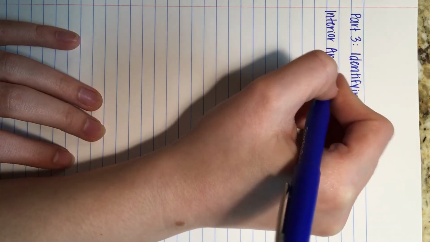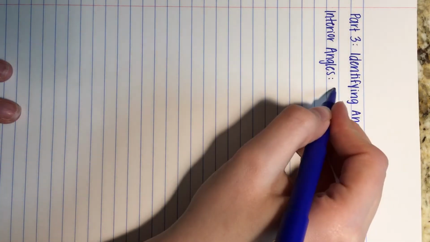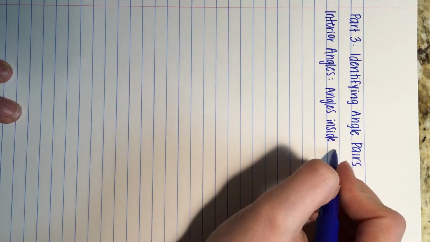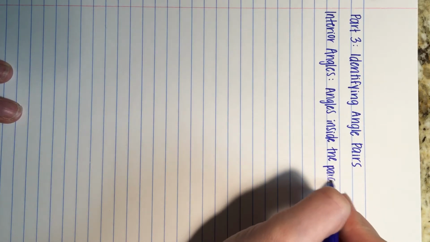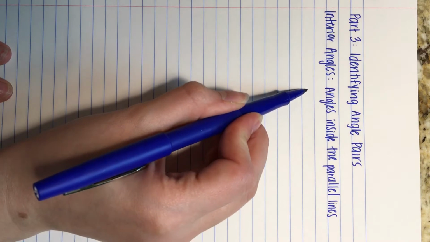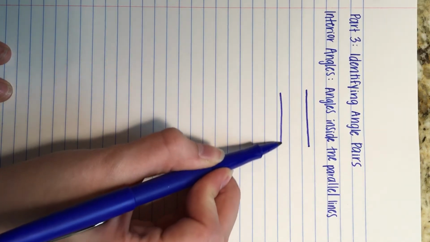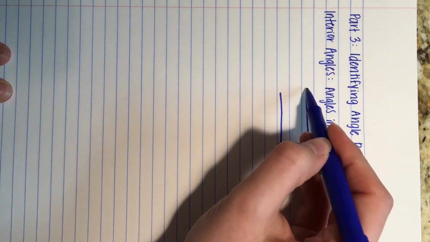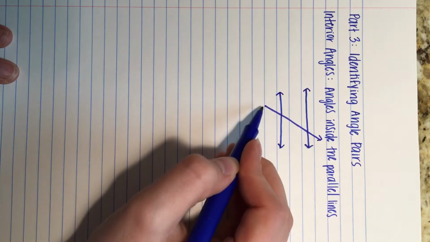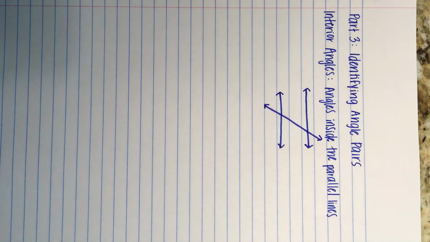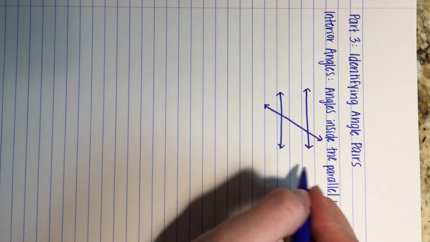are interior angles. So we talked about interior. Remember we said that means inside. So these are going to be angles inside the parallel lines. Angles inside the parallel lines. So I'm going to draw some more parallel lines. And then we're still going to be having our transversal here. Okay, so angles inside the parallel lines are interior angles.